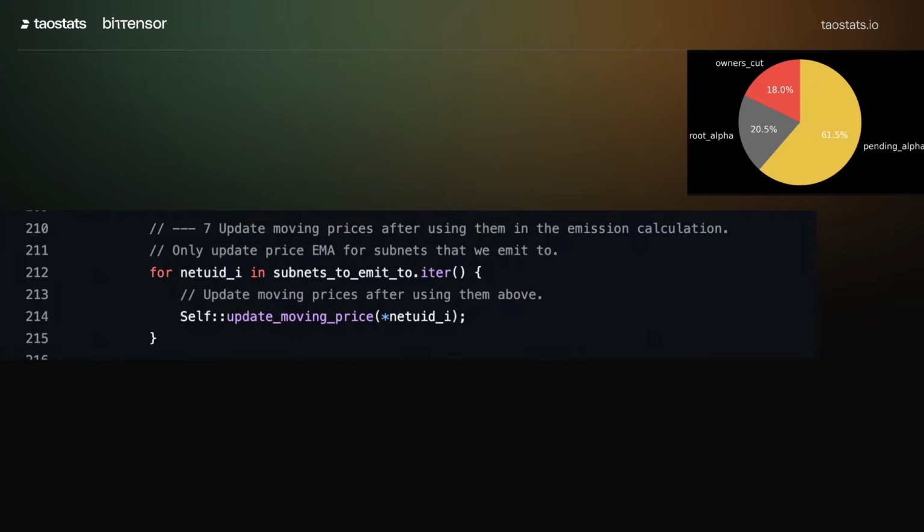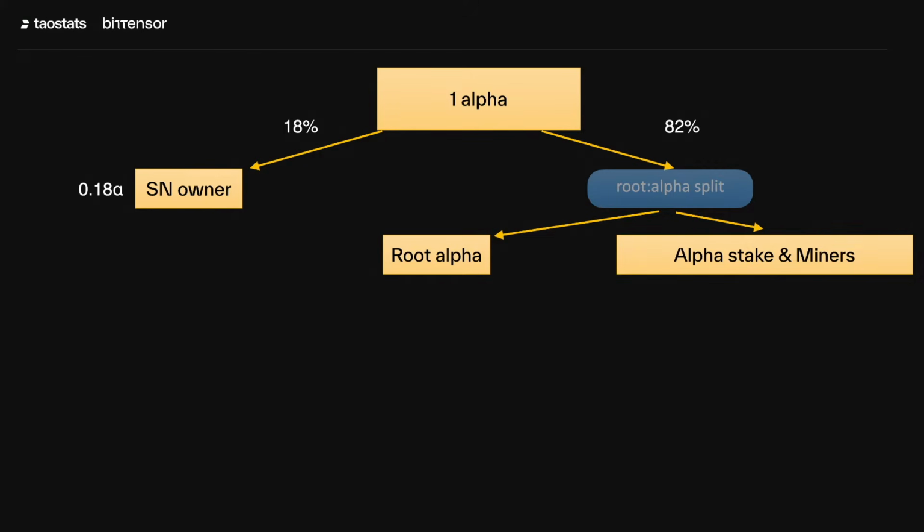But before we can end that first block, we need to change the price, because that little bit of alpha and that little bit of tau is going to change the price. And there also have been transactions possibly during that block. And so we need to update the moving price of the alpha in the subnet. And now we've completed that first block.